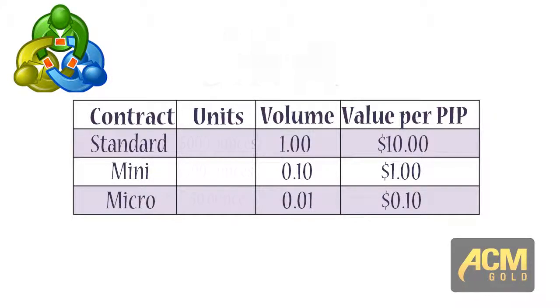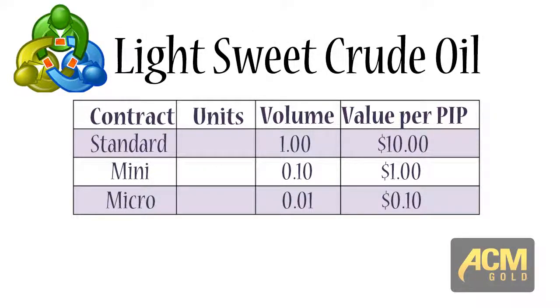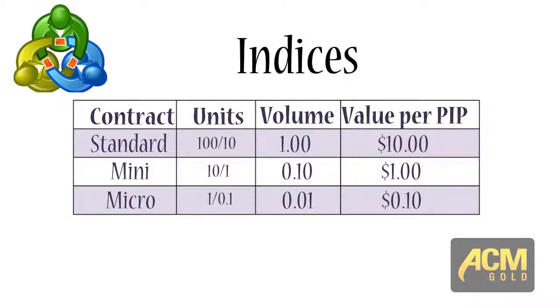Light sweet crude oil. One standard lot is 1,000 barrels. 1 mini lot is 100 barrels and 1 micro lot is 10 barrels. With indices, you can look at them as being in two groups. The group with one standard lot being 10 and the group with one standard lot being 100.